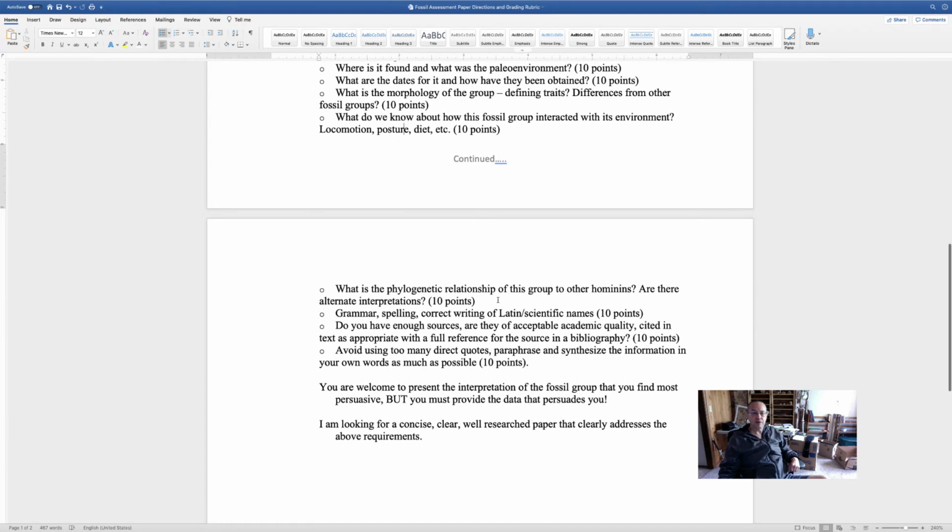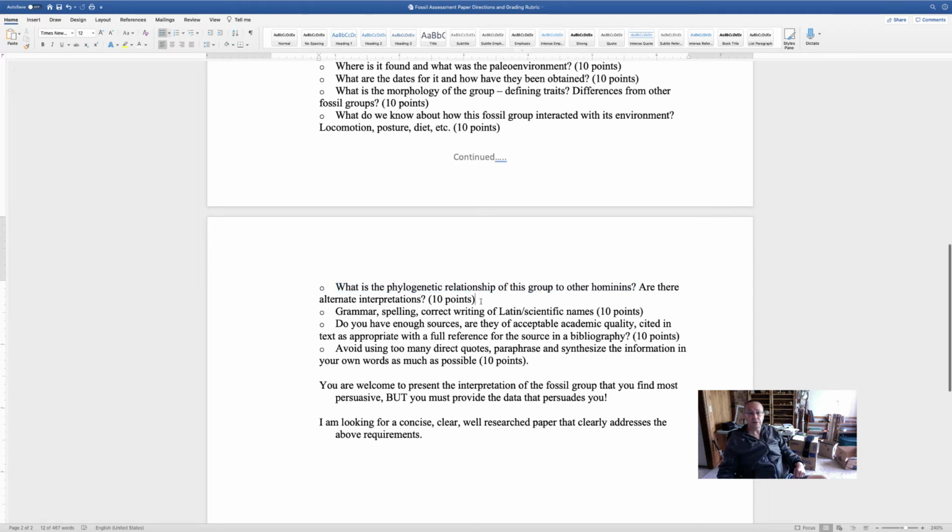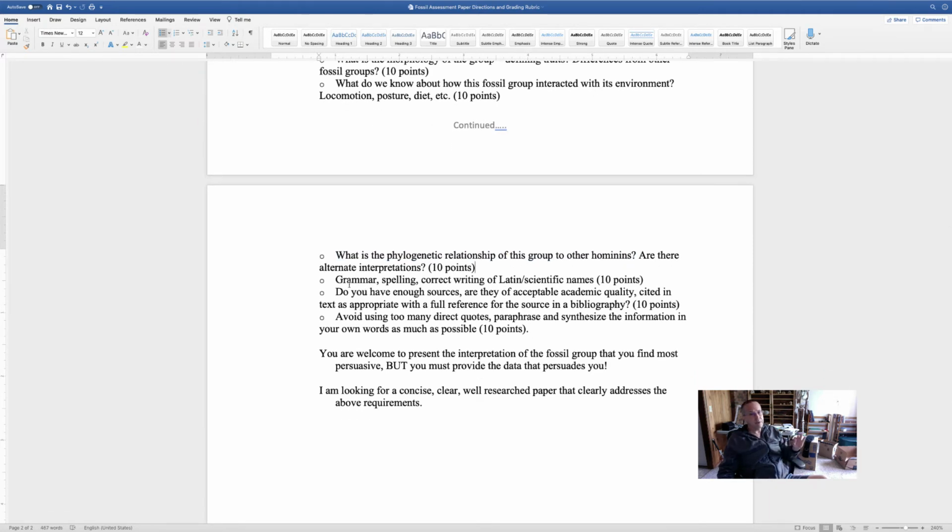What is the phylogenetic relationship of this group to other hominins? For example, did humans evolve directly out of Neanderthal populations? Did we interbreed with them? Or were they cousins? Whatever. Are there alternative interpretations?